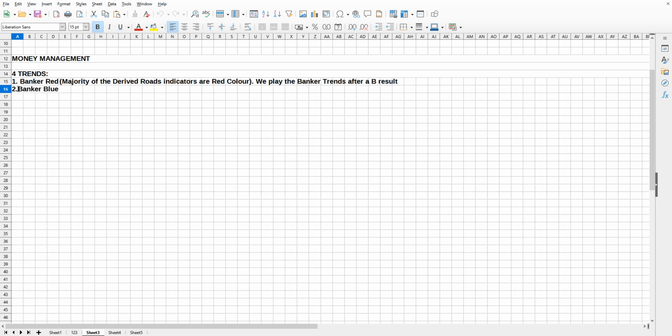Why do I divide the trends like this? I'm trying to separate, to pinpoint, to fine tune the trend. Not only, okay, let's see what are the dominant trends now, the red color on the derived roads or the blue color. That will be a division and the tuning of the trend. Okay, we have two trends. The derived roads are showing a majority and a dominance on the red color, so the red color is coming more often than the blue color is winning more often at the moment. So we have a trend on the red color.